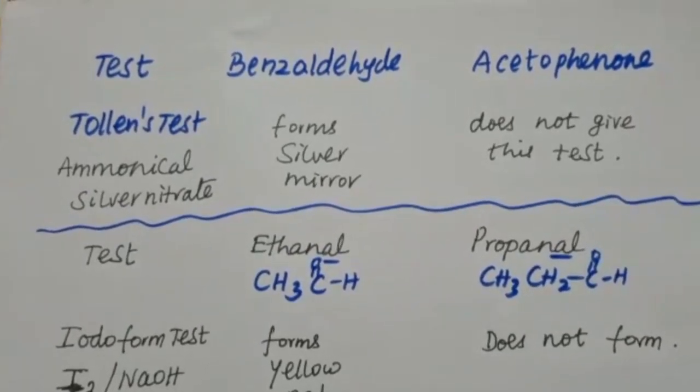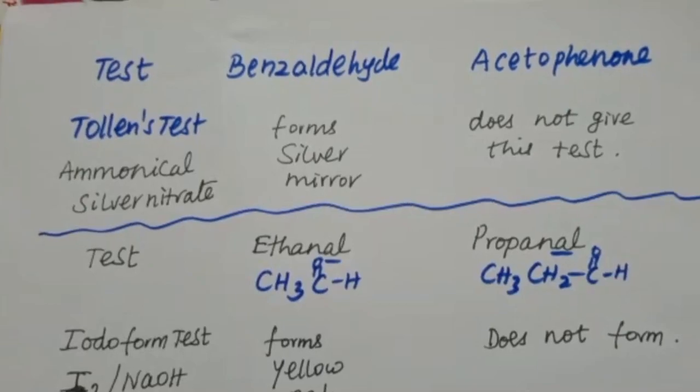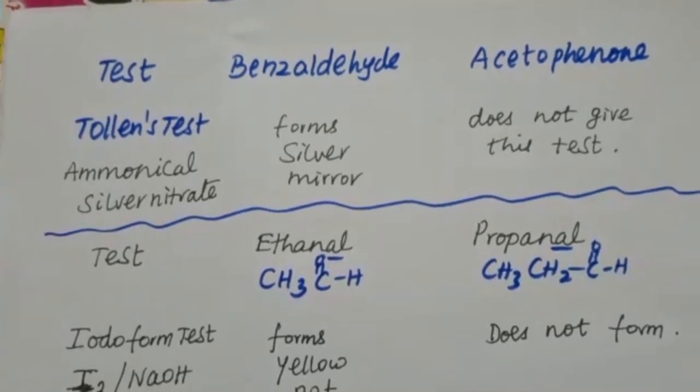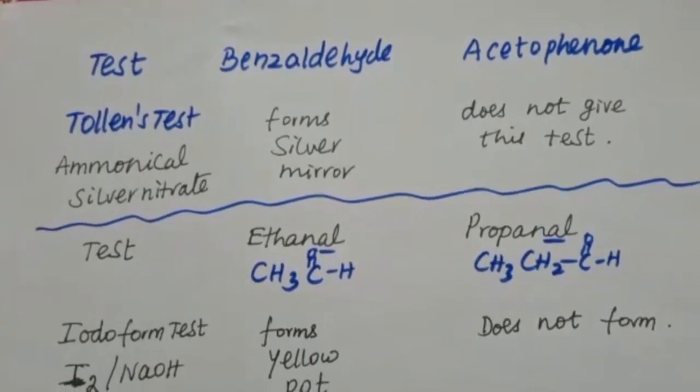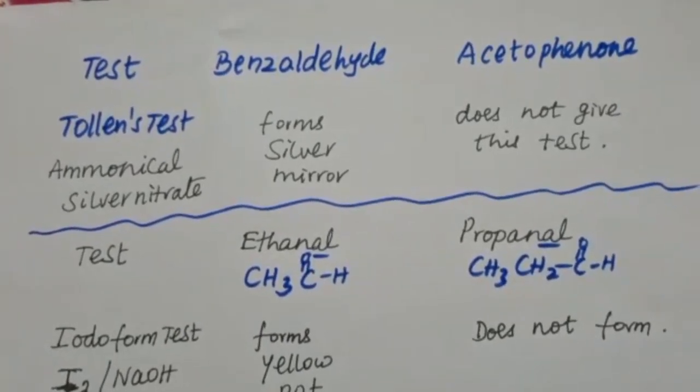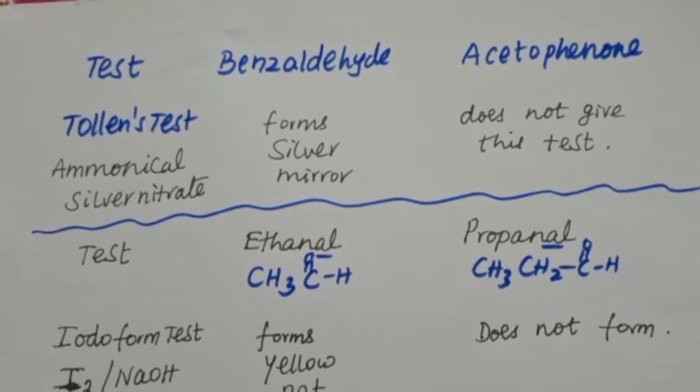So here, benzaldehyde being an aromatic aldehyde, we have to write only Tollens test. In this the reagent is ammoniacal silver nitrate. Benzaldehyde forms silver mirror, whereas acetophenone does not give this test.